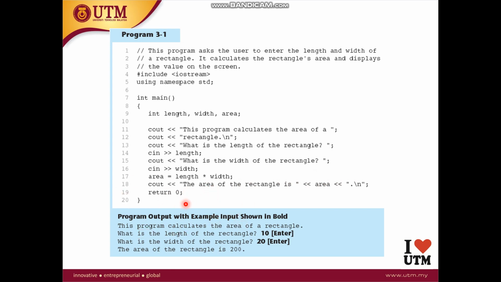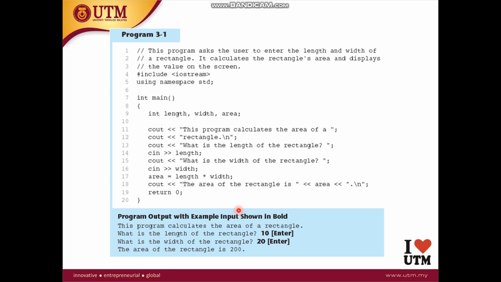Okay, so this is going to be the output of the program. Look, cout this one and this one and this one, and then what is the length of the rectangle. So when this appears, the user enters 10, pressing enter on the keyboard, and then it asks for the width, and then you enter 20. Then the program calculates the area, and then it displays the area of the rectangle, like this one.